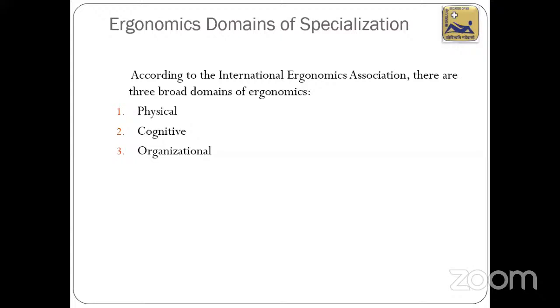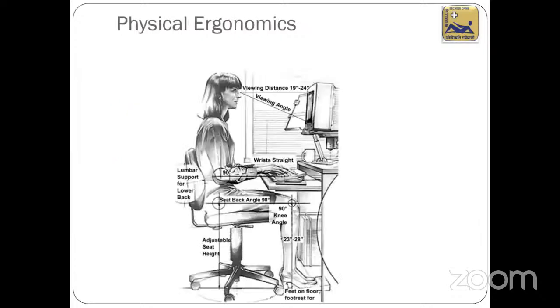So what are the other domains of specialization in ergonomics? According to the International Ergonomics Association, there are three major domains of ergonomics: physical ergonomics, cognitive ergonomics, and organizational ergonomics. In this, we'll discuss more about physical ergonomics. Physical ergonomics concerns the workstation where we are working. This is an example of working on a system.